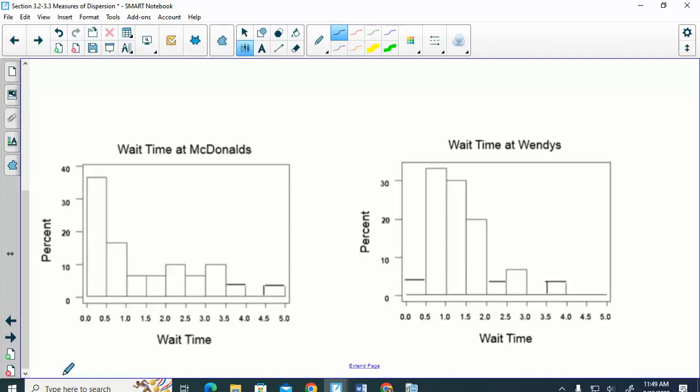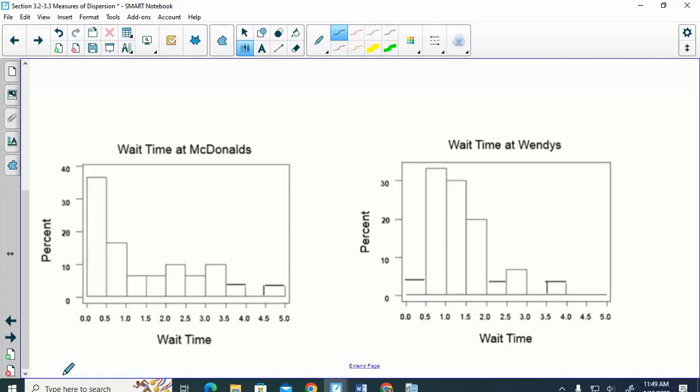So if we look, most people are going to get served within the first 30 seconds. But if you don't, there's a probability you may be waiting up to 5 minutes. So most people are served immediately, but it's skewed right, so we have more higher values. More people have to wait for their food.